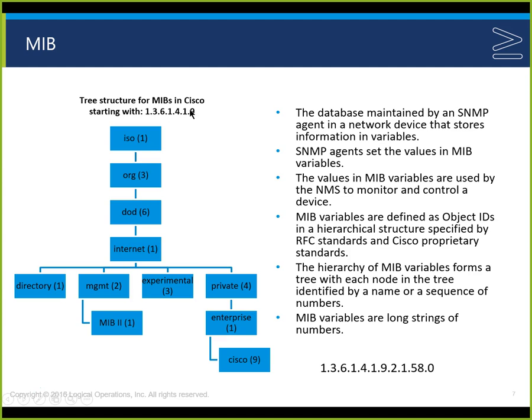They all have, in each of the devices, the sensors are going to have a number associated with it. Database maintained by the SNMP agent in the network device. The agent sets the values in the MIB variables. The values are used by the management system to monitor and control the device. Variables are defined as object IDs, and then the hierarchy forms a tree that is shown there in the picture.